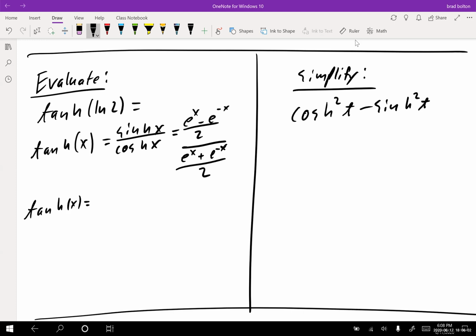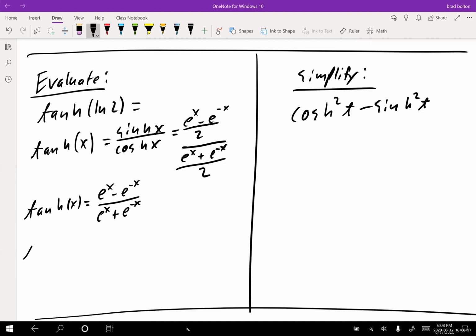So now we know that the 2's are going to cancel, and we're going to be left with e to the x minus e to the negative x over e to the x plus e to the negative x. Okay, so we're kind of to that point. Let me just make sure I don't make any silly mistakes in here. So we have e to the x minus e to the negative x and e to the x plus e to the negative x, right?